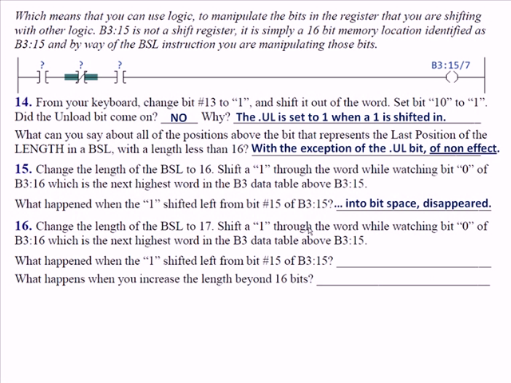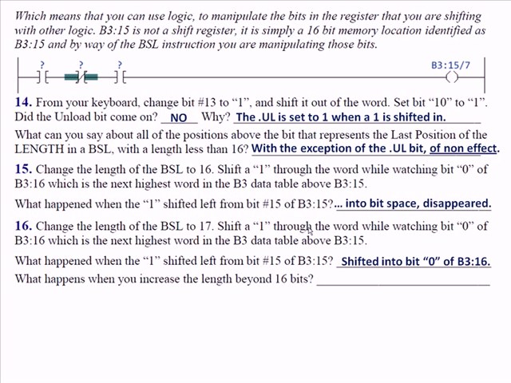Change the length of the BSL to 17, which is one word plus 1 bit. Shift a 1 through the word while watching bit 0 of B3:16, again, which is the next highest word in the B3 data table file. What happened when the 1 shifted left from bit 15 of B3:15? It shifted into bit 0 of the next highest word, B3:16.